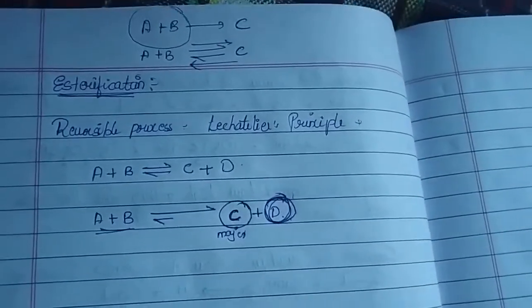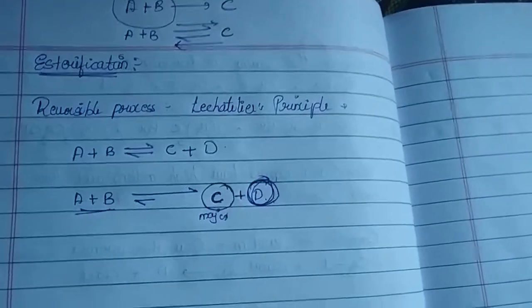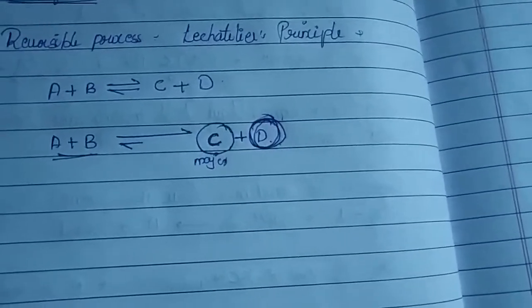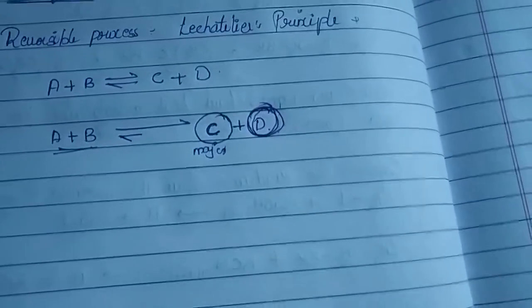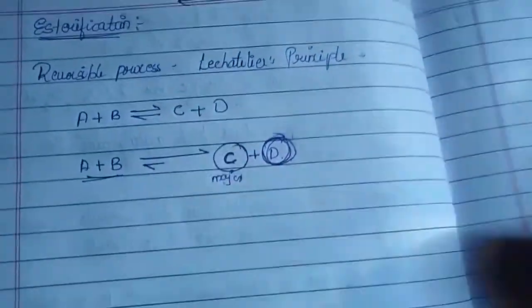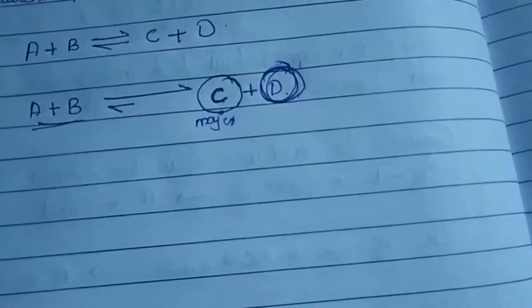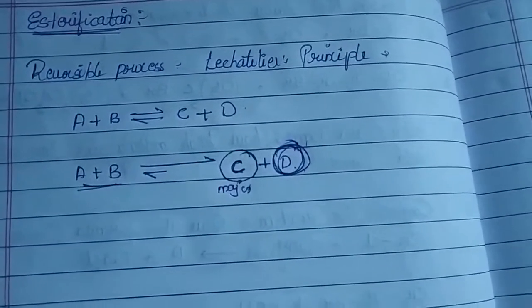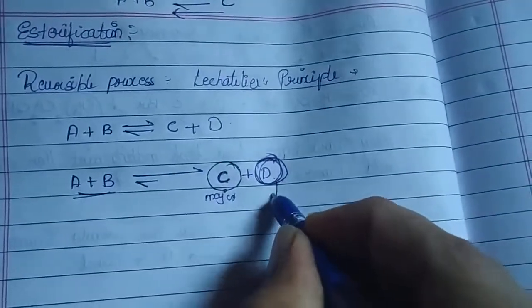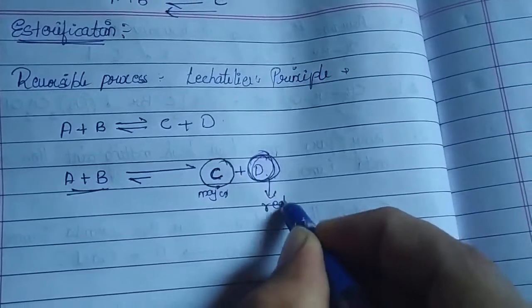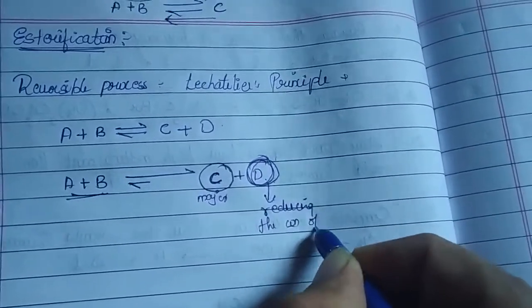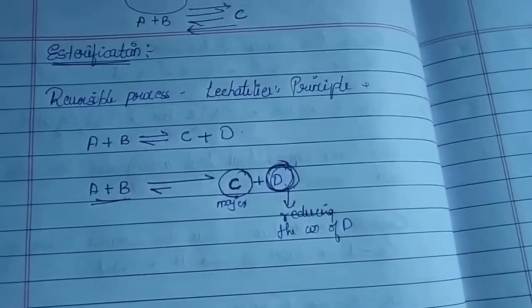Whenever a change is introduced in an equilibrium system, the system itself will arrange in such a way as to cancel that change. So according to this, what happens? The change I am introducing is reducing the concentration of D. So what happens according to Le Chatelier's principle?